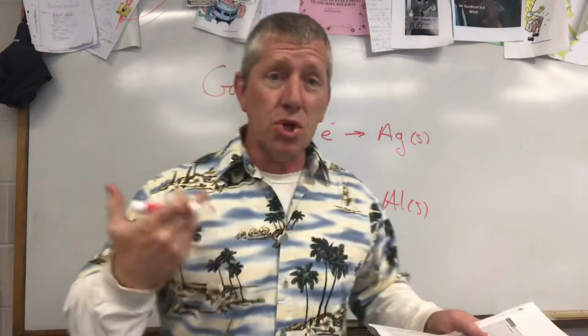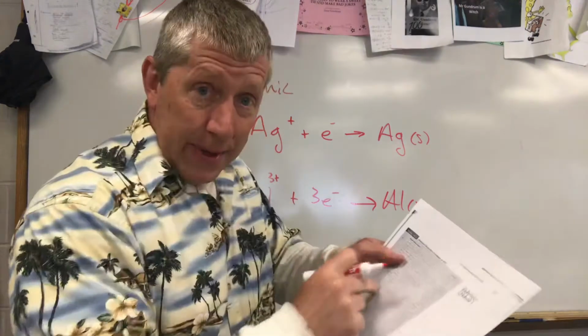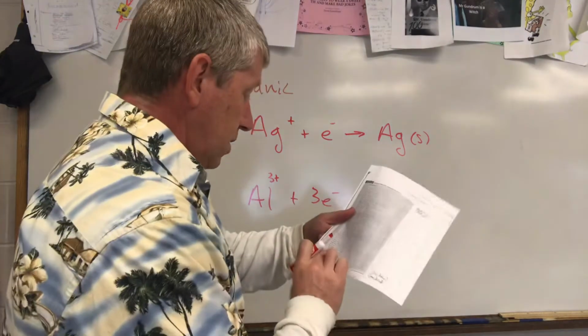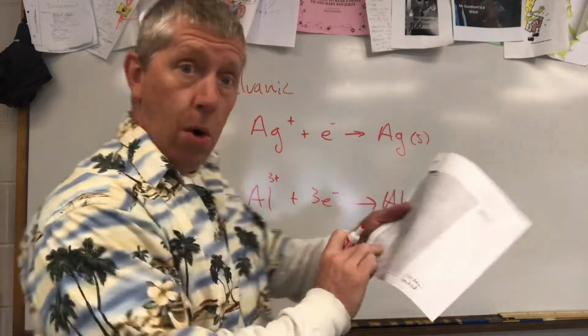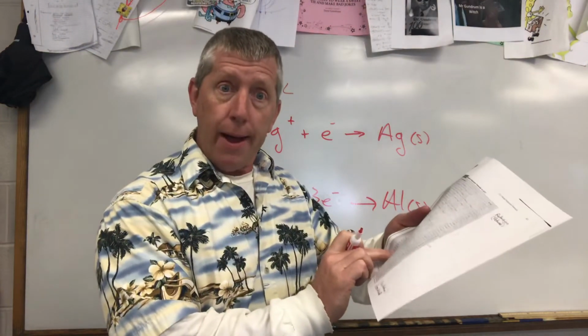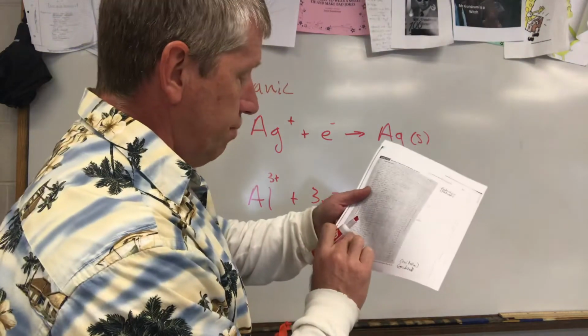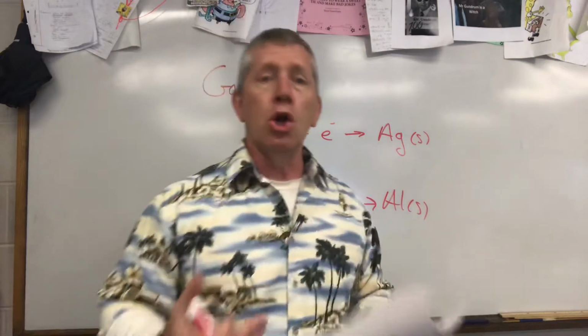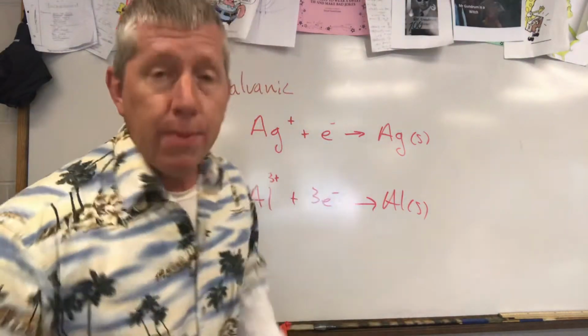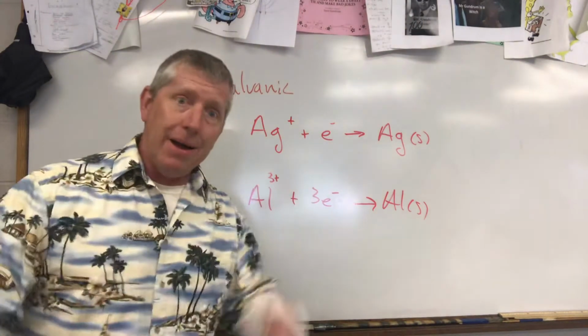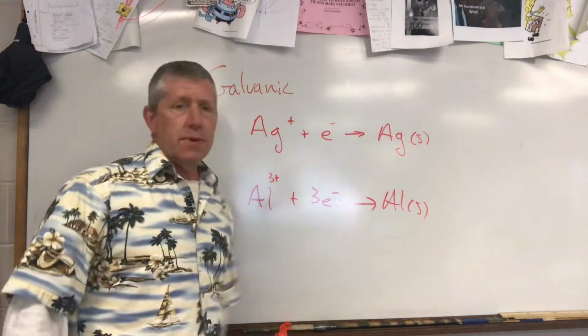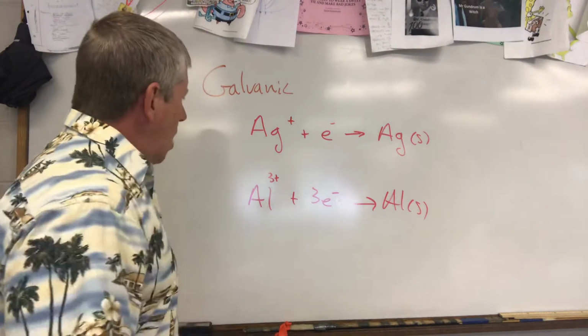But don't believe me. So look on the table and see if that's what it says. Let's find aluminum. Look at that. Yeah, aluminum plus 3 electrons makes aluminum solid. So aluminum atom, non-ion. Aluminum ion plus 3 electrons gives you the aluminum atom. Okay, so what do we got here?